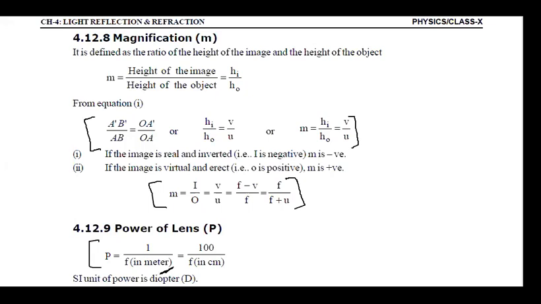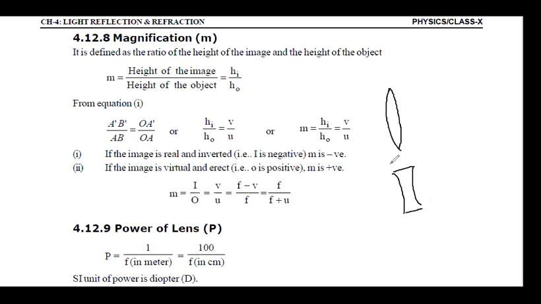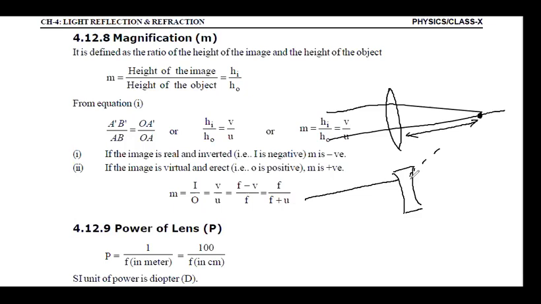Now, think about it. We say plus or minus. When you talk about focus of convex lens and concave lens: this is your convex and this is your concave. If light is coming through this side, the focus that we'll consider will be this, yes or no? But in this case, it will be like this, so we will consider this as a focus.